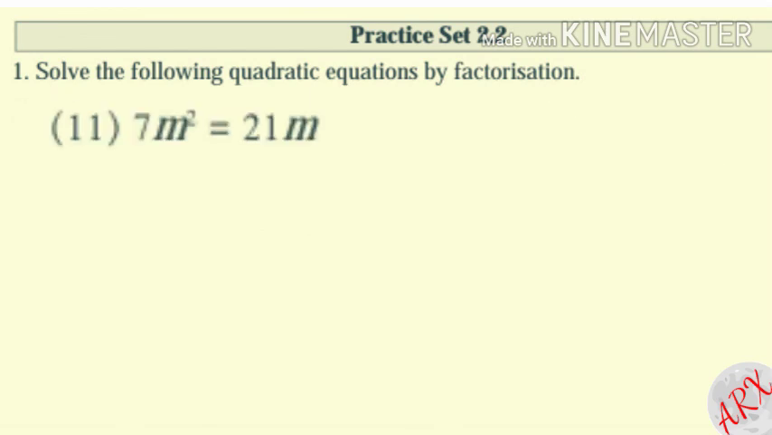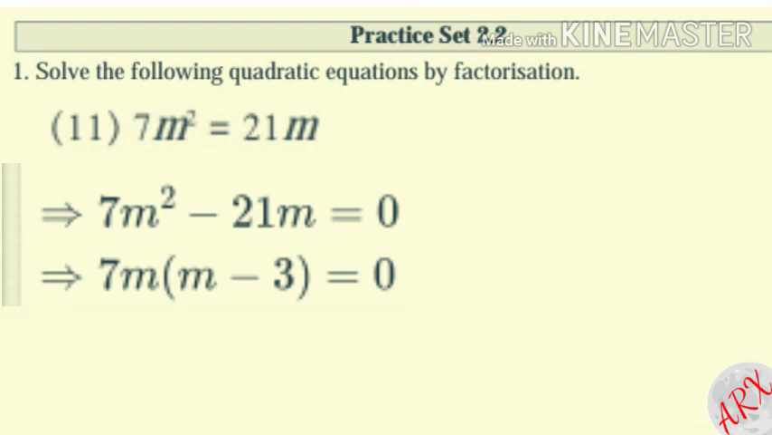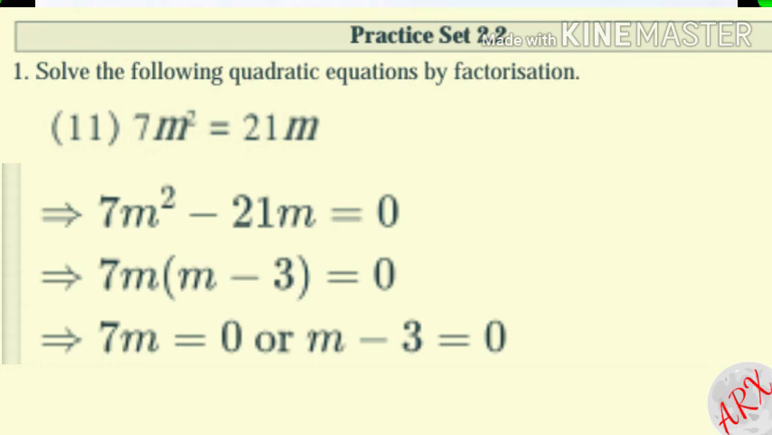Question number 11. 7m square equal to 21m. Now shift 21m towards the right hand side. So we will get 7m square minus 21m equal to 0. Take 7m common from both the terms. So we will get 7m in bracket m minus 3 equal to 0. So either 7m equal to 0 or m minus 3 equal to 0. Therefore m equal to 0 or m equal to 3.